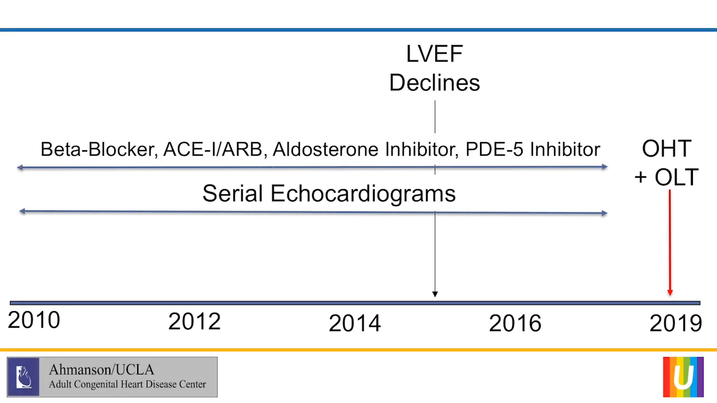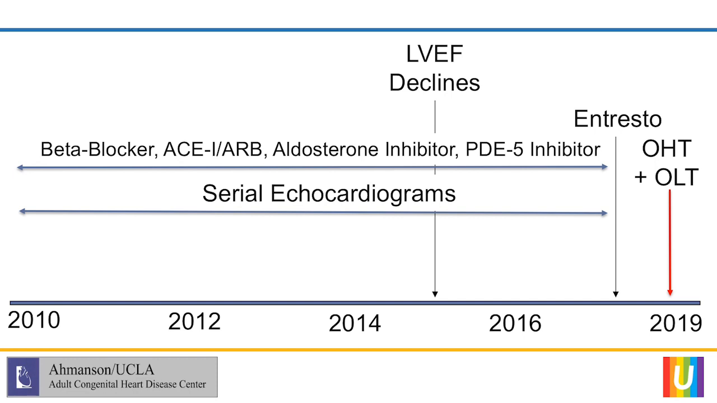To mitigate this problem, and Dr. Lurie talked about this in our stable talk, he's been on beta blockers, he was on ARBs, aldosterone inhibitors, PDE5 inhibitors, but when his ejection fractions started to decline, we said, we have this new drug, why don't we try Entresto? And so we were super excited about this.